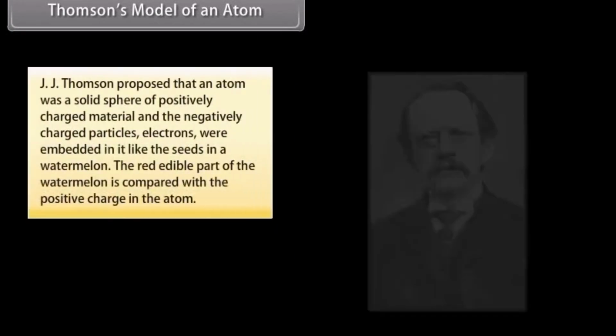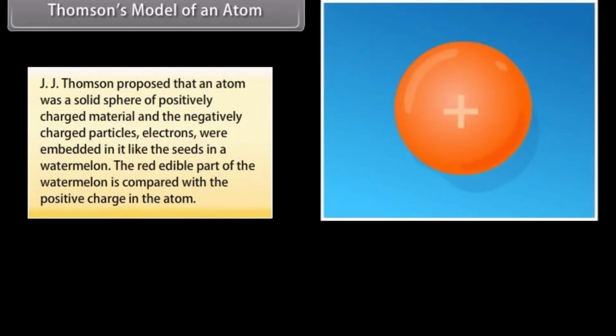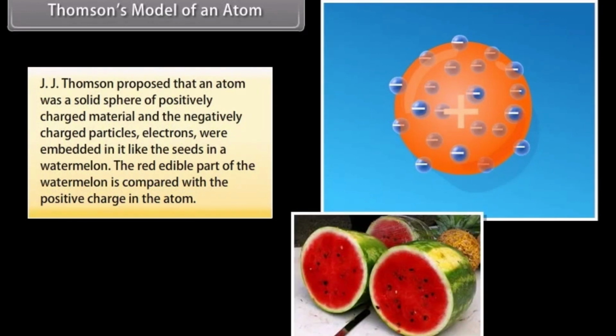Thomson's model of an atom. J. J. Thomson proposed that an atom was a solid sphere of positively charged material, and the negatively charged particles, electrons, were embedded in it like the seeds in a watermelon. The red edible part of the watermelon is compared with the positive charge in the atom.